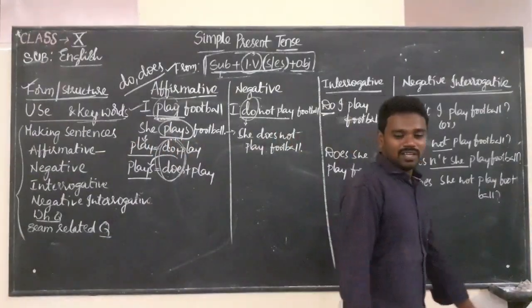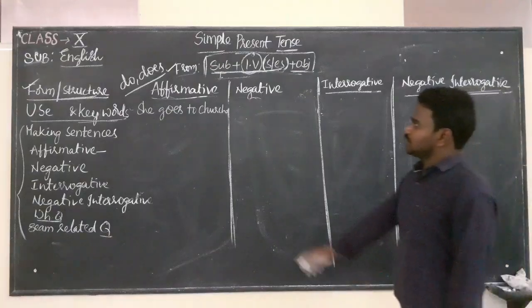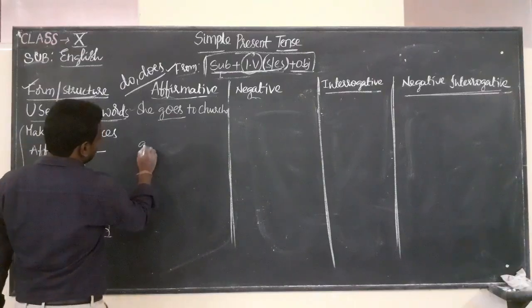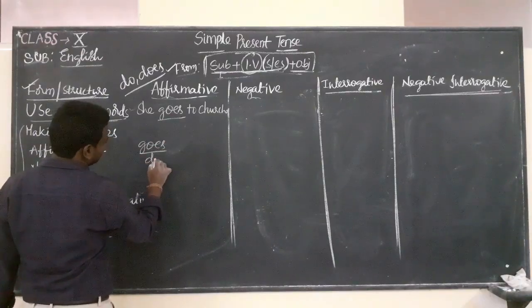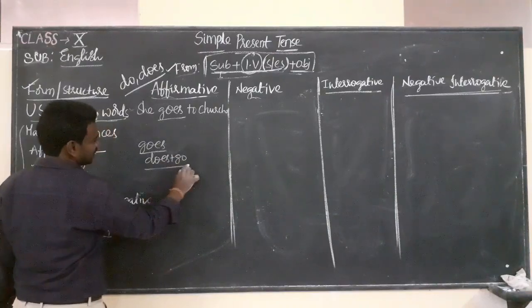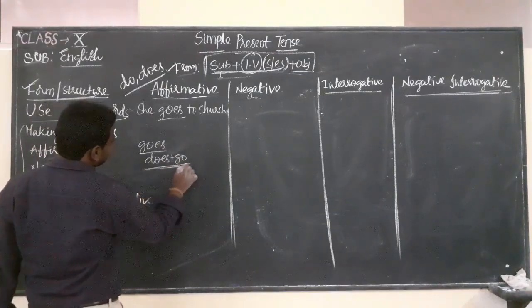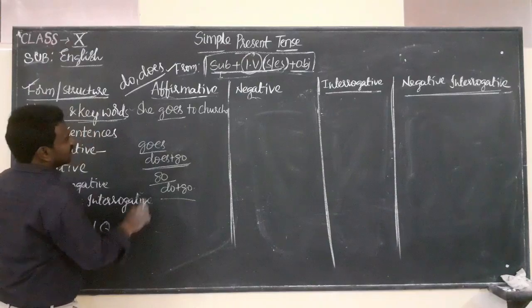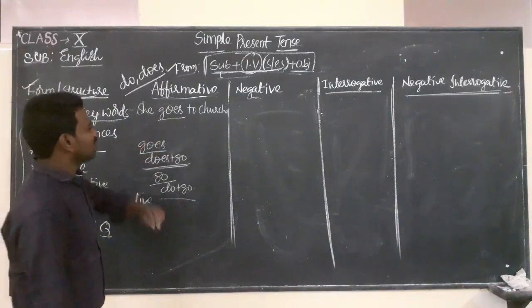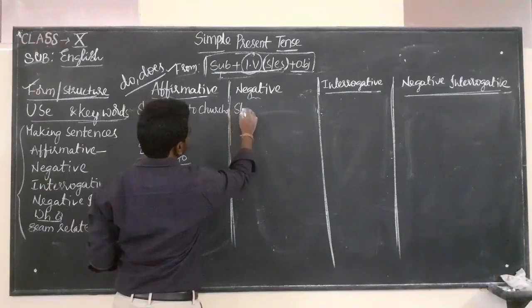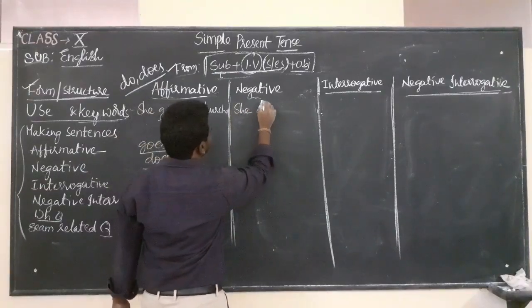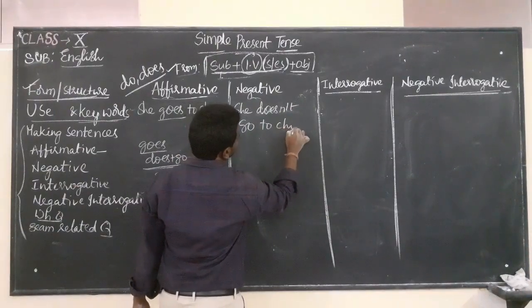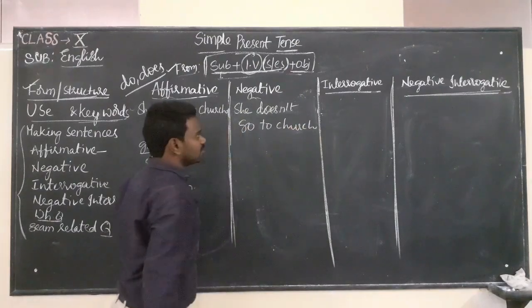I'll give you one more example. You will understand better. Here, she goes to church. Goes means what? Whenever es comes in, that means does plus go. You just remember this formula. So if I say go, it is do plus go. She goes to church. Now what is the negative sentence? She doesn't go to church.